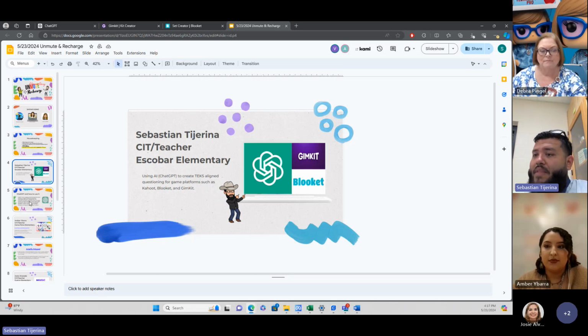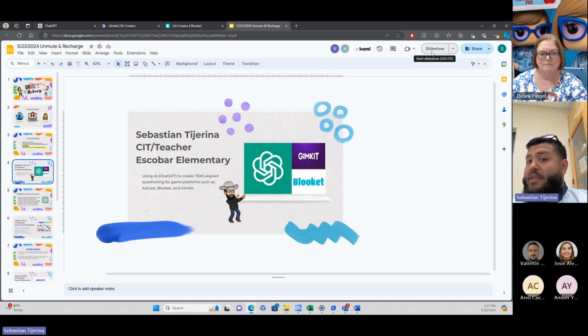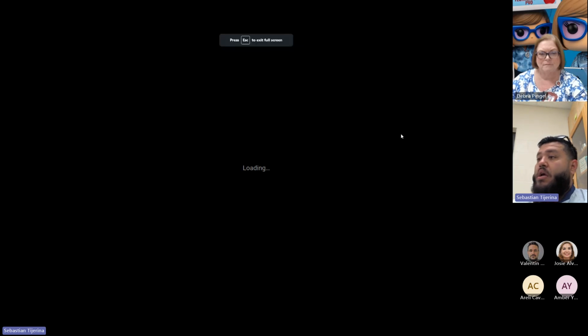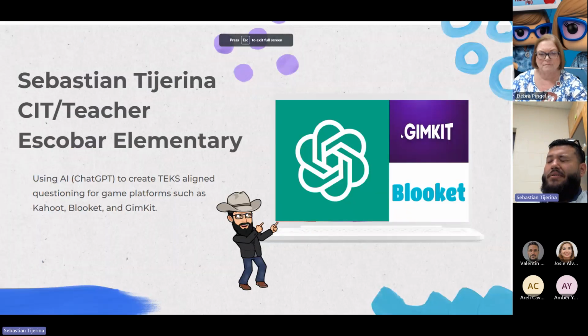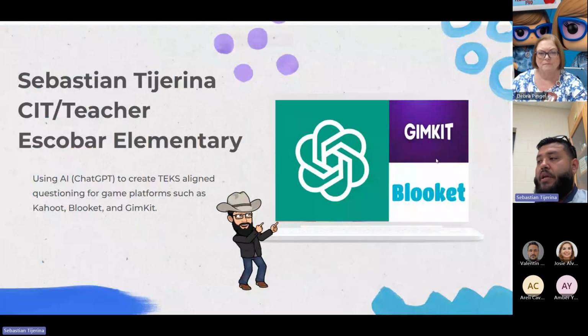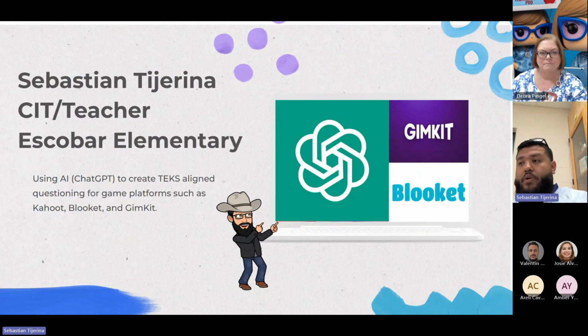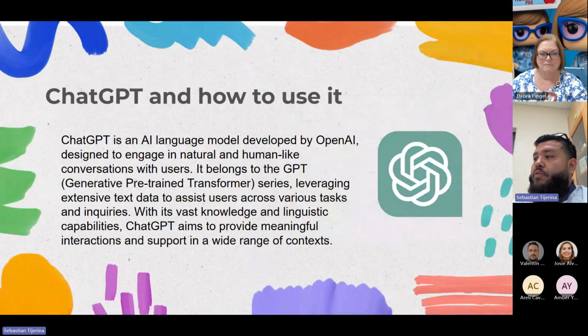So I wanted to show y'all a very easy way that we can use ChatGPT to create questioning for Gimkit or Blooket, or any program that has a template via a CSV that we can import. So using AI, ChatGPT, to create questioning for game platforms such as Kahoot, Blooket, and Gimkit. So, ChatGPT and how to use it.